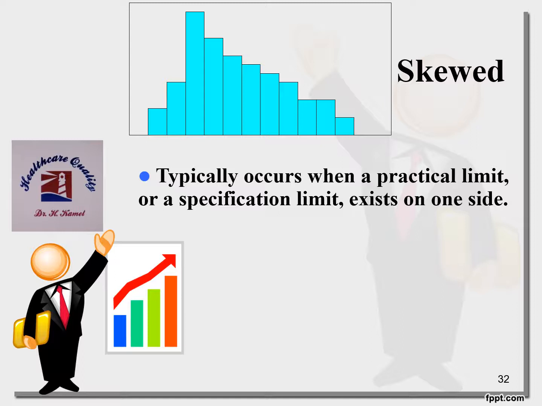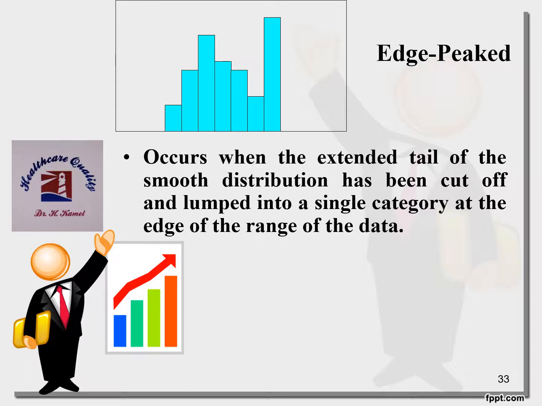Skewed typically occurs when a particular limit or a specification limit exists on one side. Edge-peaked occurs when the extended tail of the smooth distribution has been cut off and lumped into a single category at the edge of the range of the data. For example, data bigger than that, or data less than that.